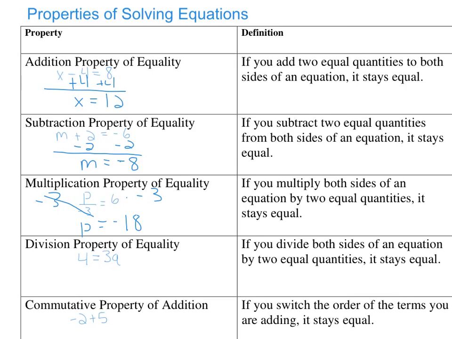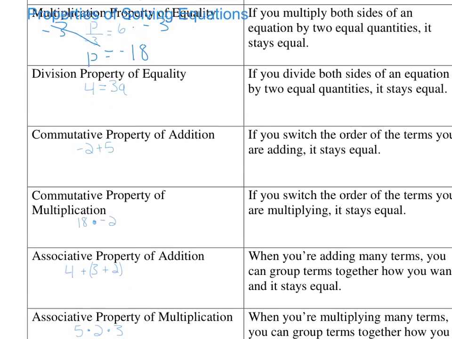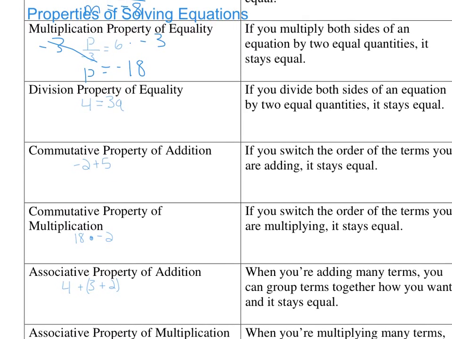The next property that I'm going to be using, I'm going to scroll this up a little bit, is the division property of equality, which says if I divide both sides by the same thing, it'll stay an equal equation. So this time, what's being multiplied is what I need to get rid of with division. So I need to get rid of this 3 by dividing on both sides. So Q is going to be equal to 4 divided by 3, or 1.333.